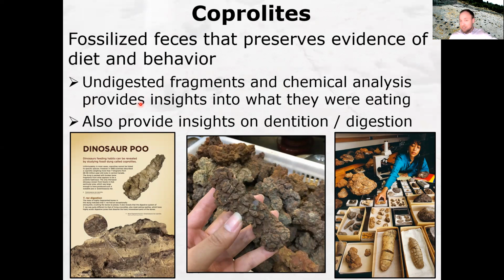Grasses are not around in the Mesozoic, but different plants have different chemical signatures, so you can figure out what the dinosaur was eating by looking at those chemical signatures. For the carnivorous dinosaurs, you can tell what dinosaurs they were eating by those signatures. It can also provide some insights on their teeth.